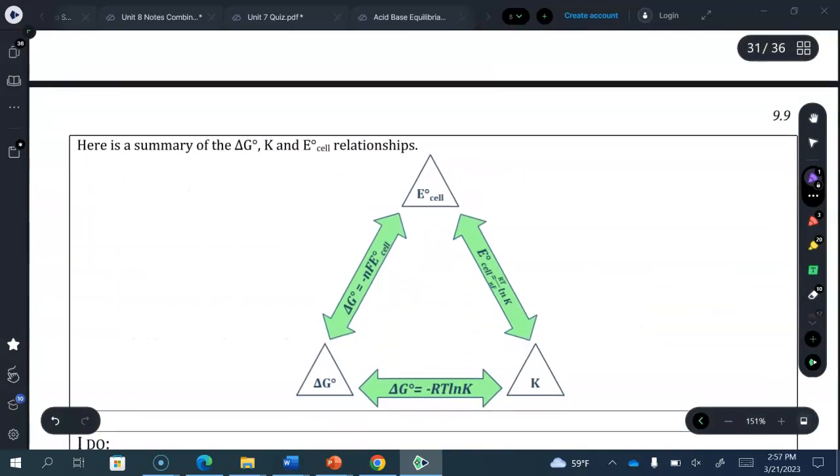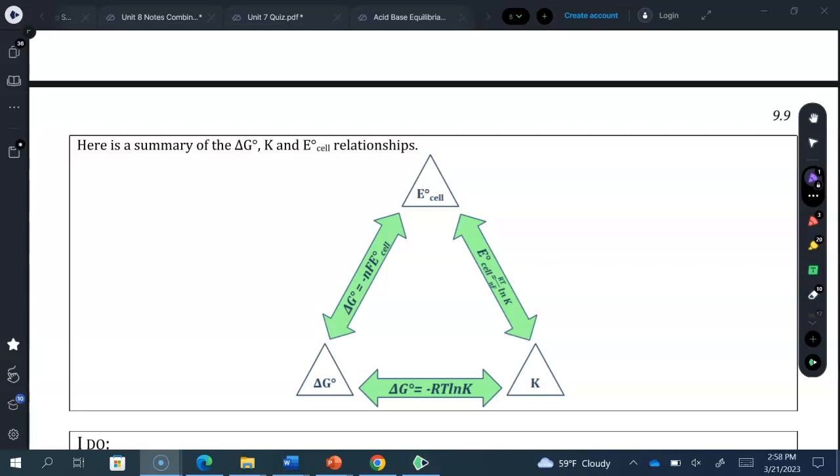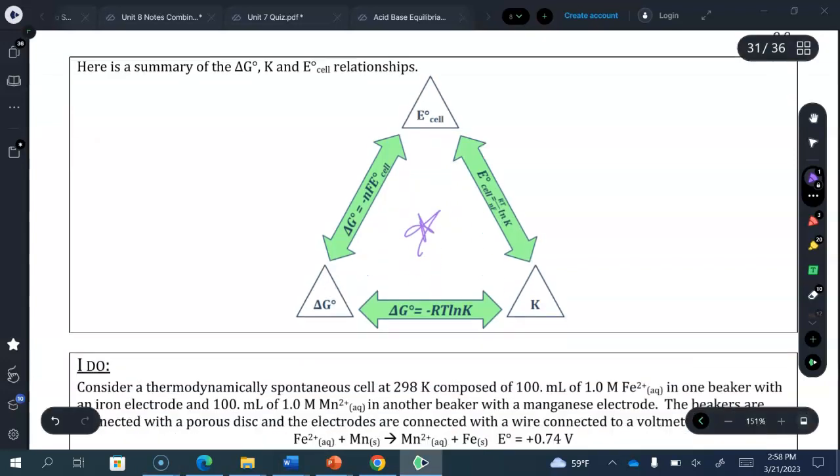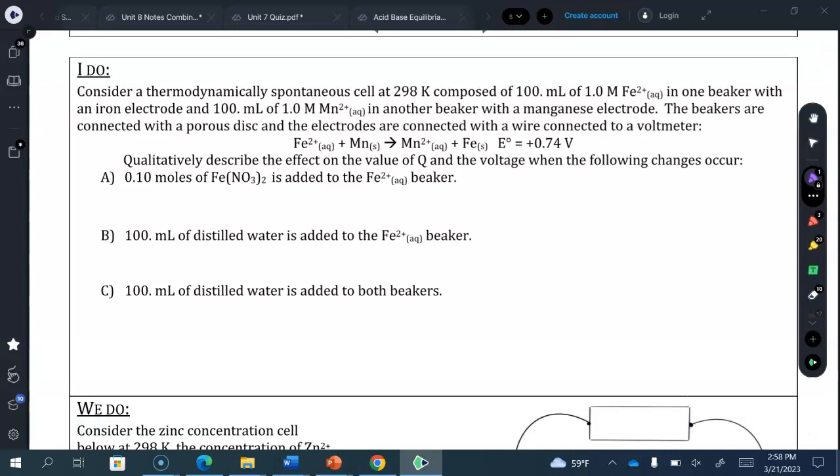Okay, so looking at this, here's how Gibbs free energy, the equilibrium constant, and cell potential are all related. And so I believe all of these equations are on your constant equation sheet under electrochemistry. So verify that they are there, but also know that they're useful in these sorts of problems, and they will probably pop up. So make sure we are used to seeing them and using them, and we are going to do that now. So let's do an I do.